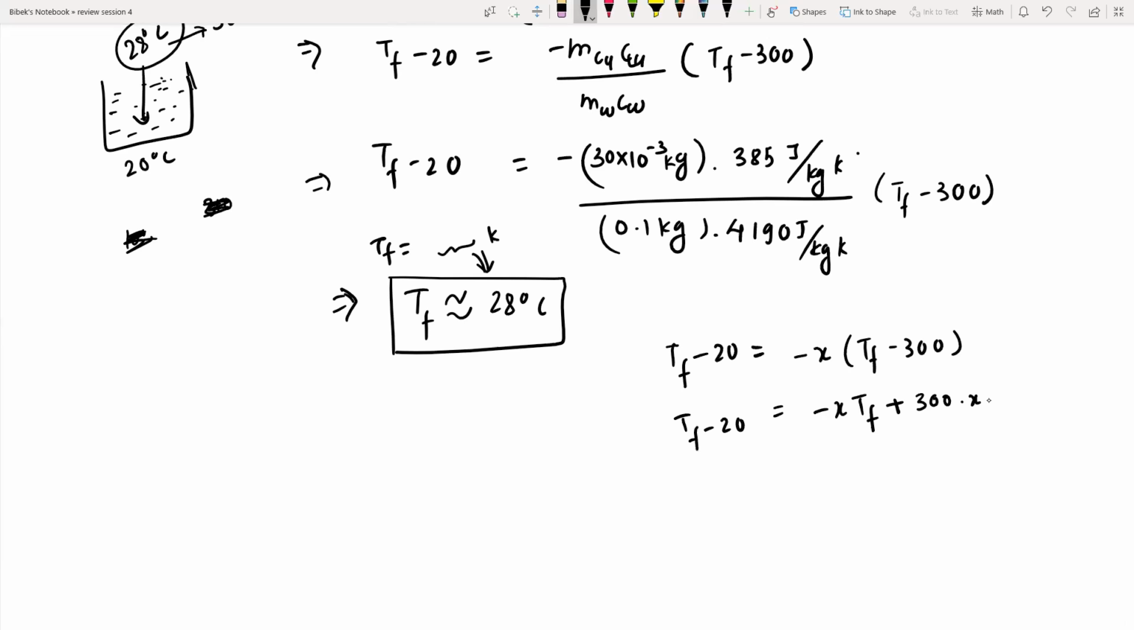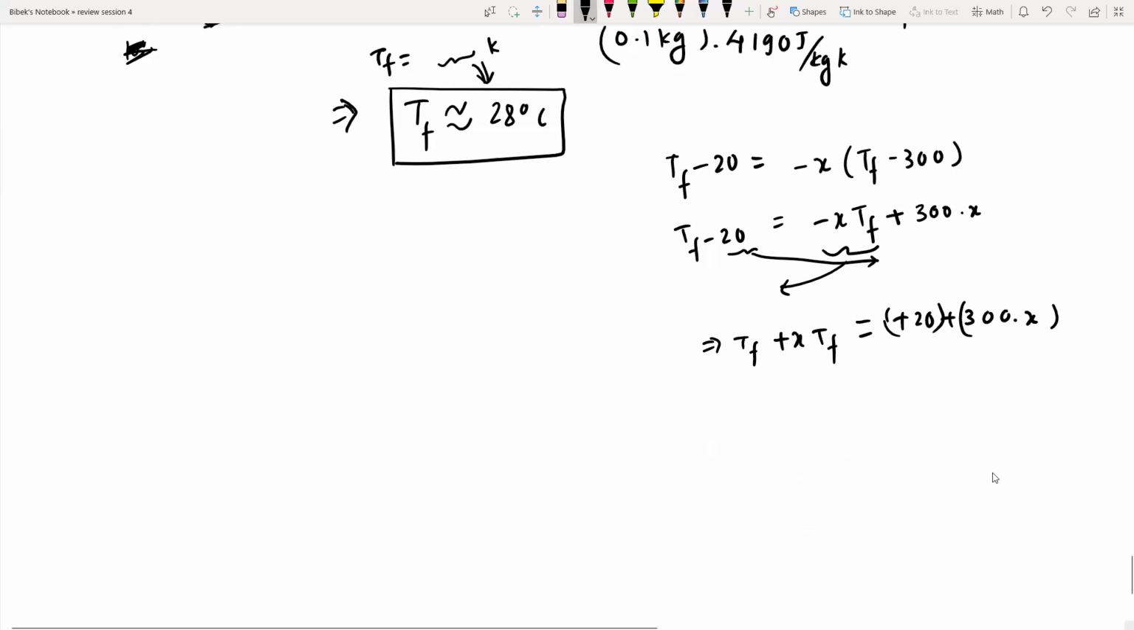So you need to bring the like terms to one side. So let's bring this to the left hand side and this to the right hand side. Okay, so you'll get TF plus x TF, that's equal to 20 plus 300 times x. Okay. So now if you take TF as common, then you will have 1 plus x, right? If you multiply TF with this, you will get this answer. Now you have 20 plus 300 times x.